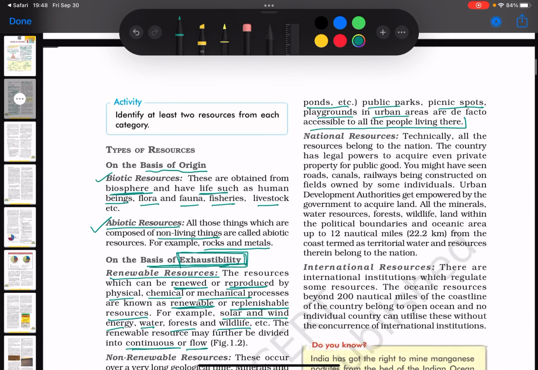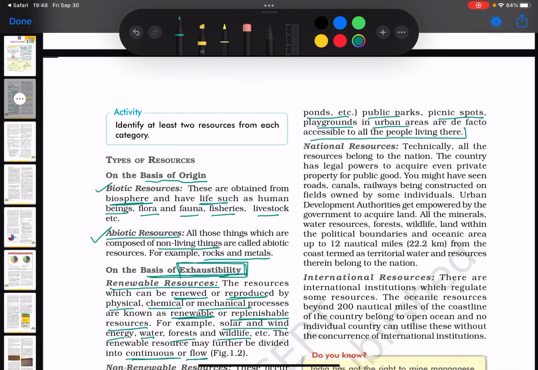Then you have the national resources. Technically, all the resources belong to the nation by default. The country has legal powers to acquire even private property for public good. And you might have seen roads, canals, and railways being constructed on fields owned by some individuals. Urban development authorities are empowered by the government to acquire land.